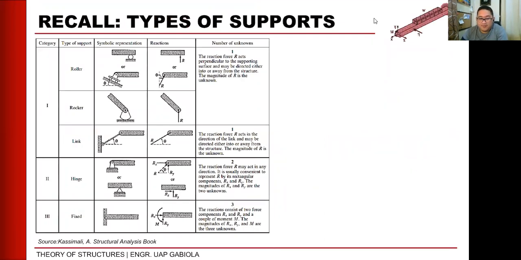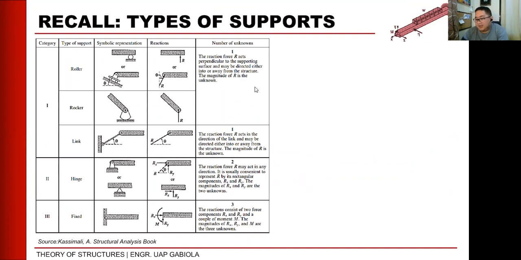Okay? So to start, we need to take a review ng mga support natin. No? So from discussion last week, hopefully tanda pa natin to and sana mas matandaan pa natin to longer kasi ito yung lagi natin gagamitin in solving for our support reactions. So we have three categories ng ating supports. So we have yung first category natin which has one number of unknowns o isang resistance, no? Dun sa ating member. So ito yung roller, rocker, tsaka link.